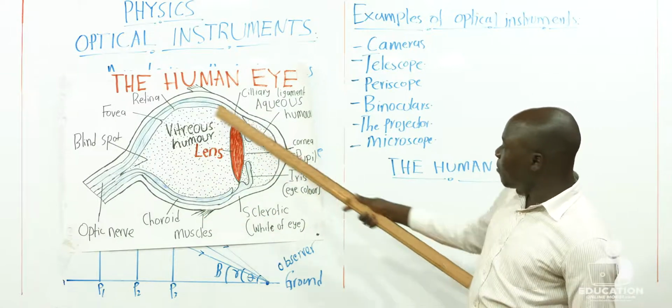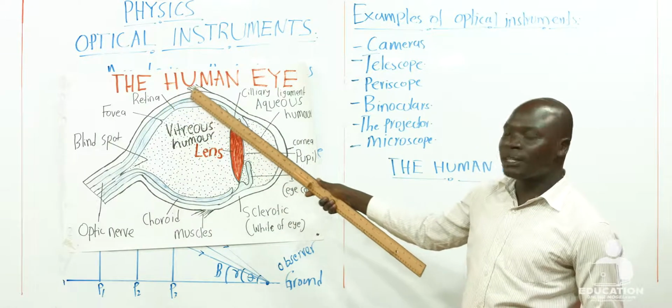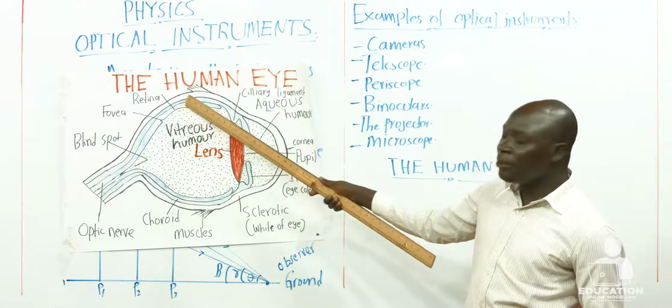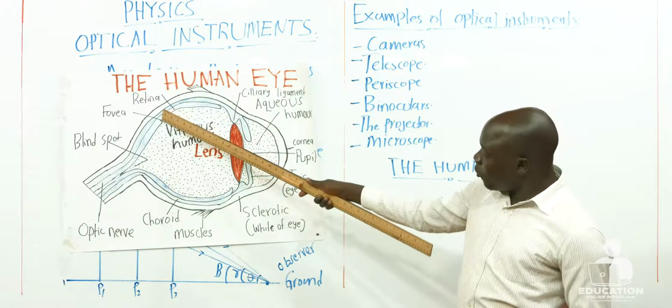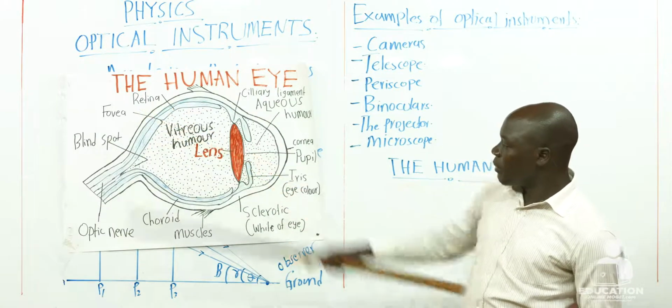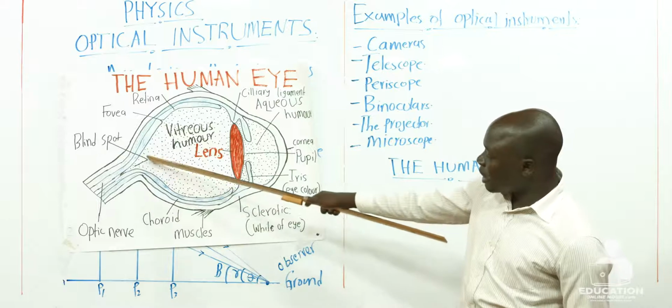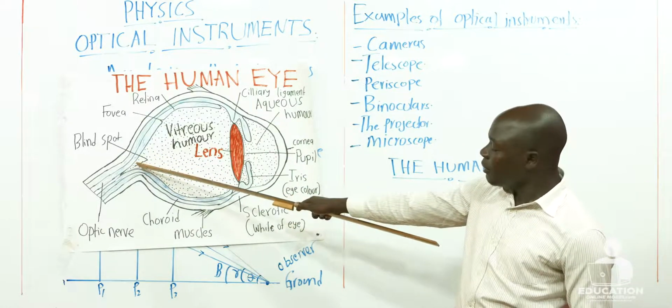Then we also have a part which is called the retina. The retina is like the screen of the eye. This is where an image will be formed. Then we have this part with a contraction. It is called the fovea. Then we also have a part called the blind spot.